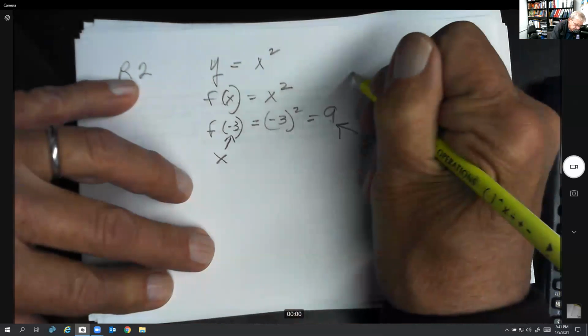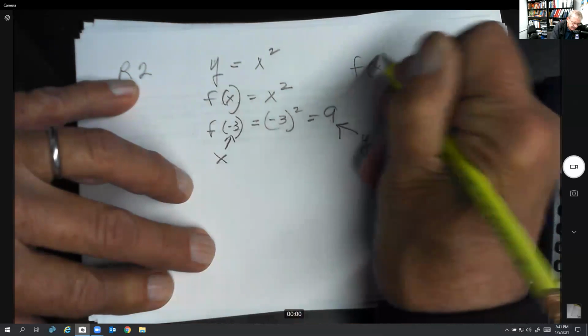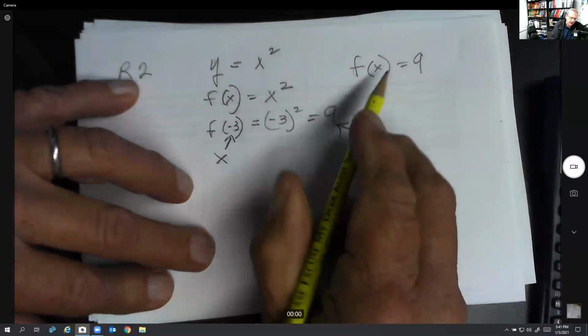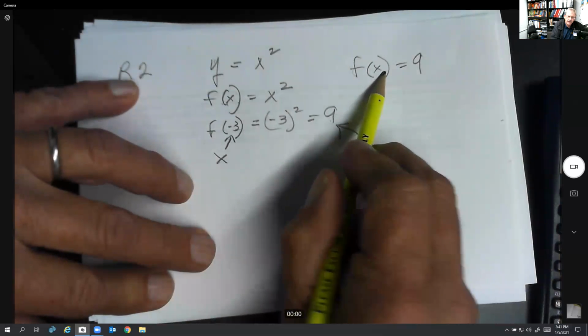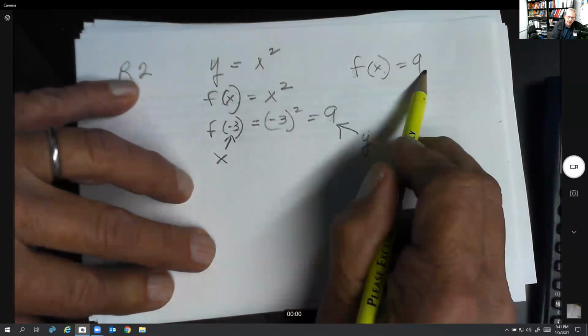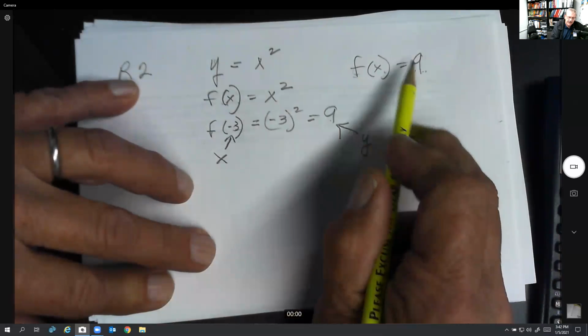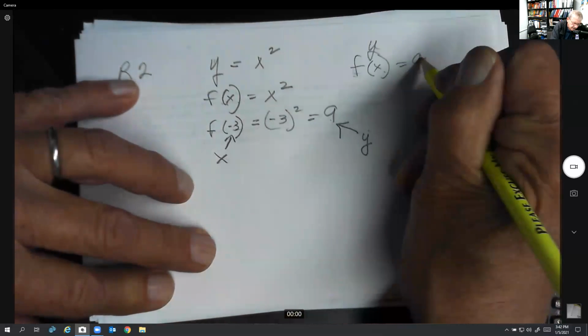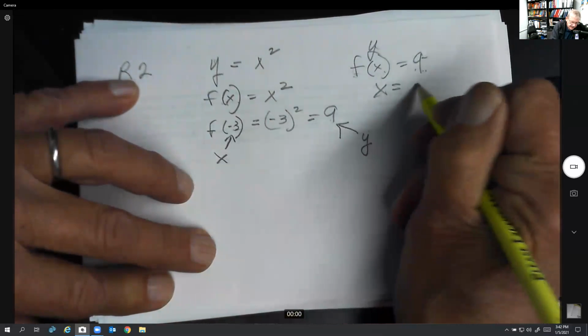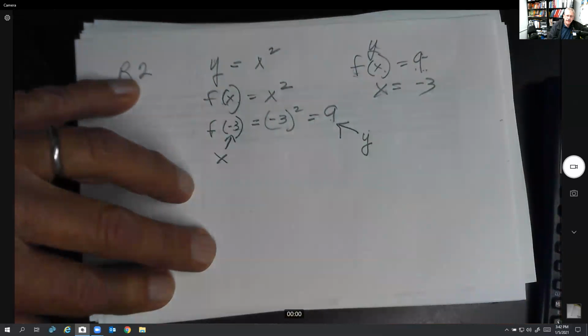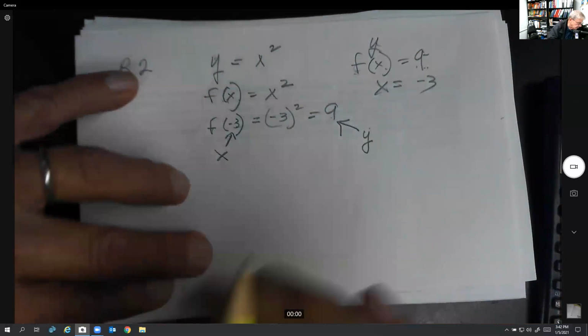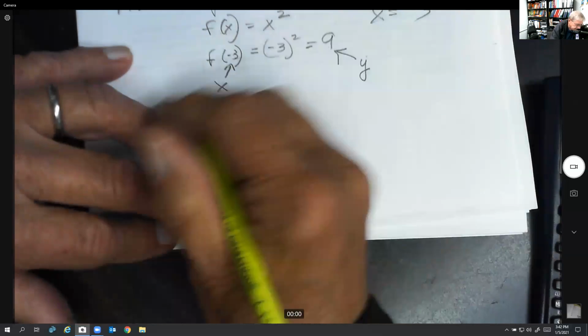Okay? They might also give you something like this, function of x equals 9, and you're trying to figure out what you put in here to get to 9. When they write it this way, they're actually saying y is 9. What is x? x is -3. Okay, a little confusing, I know. You might have to put that back.